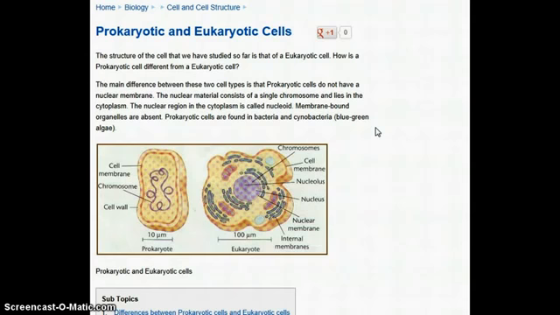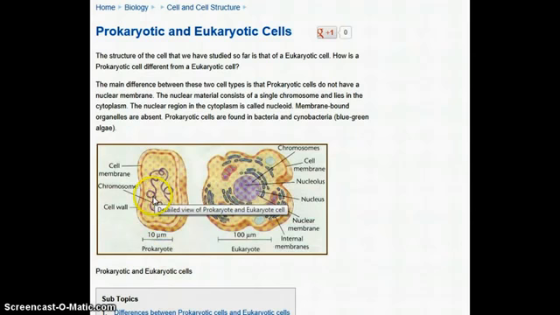The biggest thing that I want you to remember about the difference between these cells, and this is absolutely a clue that you would want to take down in your notes, is pro means no and eu means yes. Now, what do we mean by that? Well, prokaryotic means no nucleus. Pro means no, no nucleus, and eu means yes, there's a nucleus.